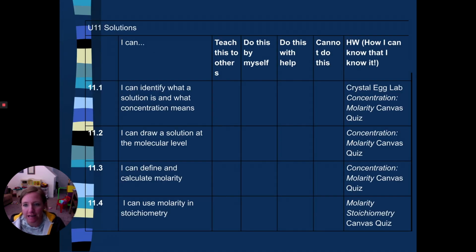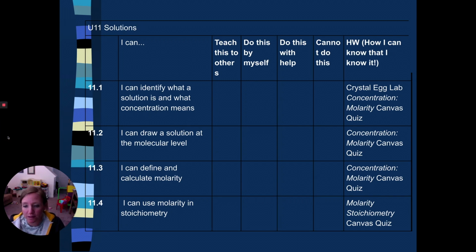So let's take a look here at our cans. Between the egg lab and last time, we've actually learned all three of these I Can statements, 11.1, 11.2, and 11.3. So if you feel like there's one of those that you don't understand and you need more help, please reach out so we can get you caught up on those. Today, in today's lesson and homework assignment, we'll be focusing on 11.4, using molarity in stoichiometry, and this is what you will do to check and make sure that you know it.